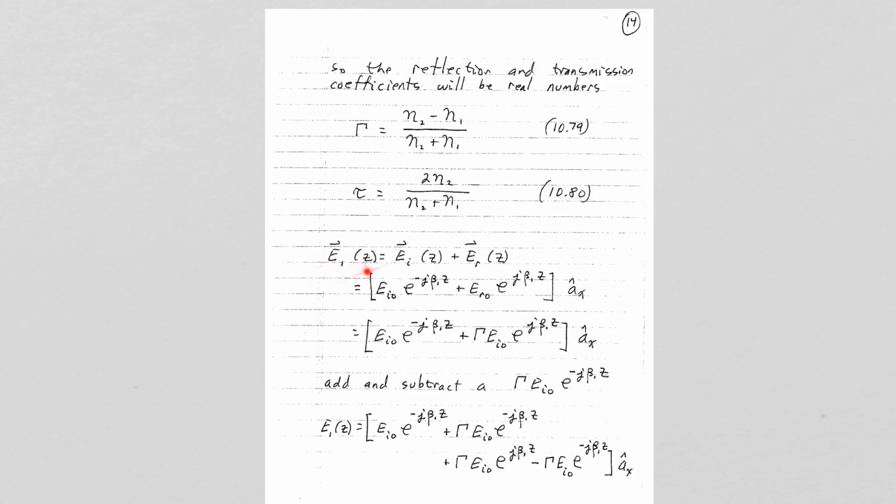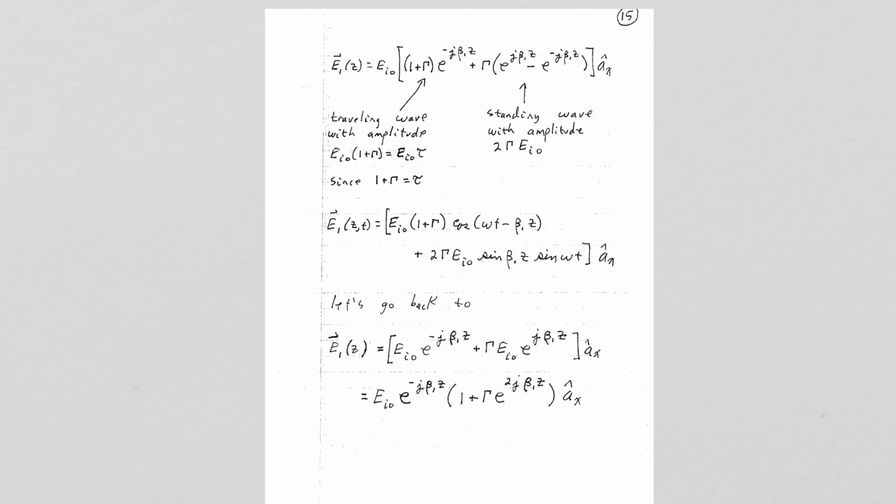Again, the electric field intensity in material 1 will be the sum of the incident and reflected waves, and for the amplitude of the reflected wave, we will substitute the reflection coefficient times the amplitude of the incident wave. Let's add and subtract this same quantity now from our expression for our electric field intensity in material 1. Let's rewrite these first two terms and these last two terms in the following way.